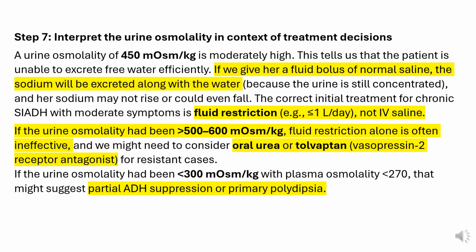The correct initial treatment for chronic SIAD with moderate symptoms is fluid restriction, e.g., less than or equal to 1 L/day, not saline. If the urine osmolality had been 500, 600 mosm/kg, fluid restriction alone is often ineffective, and we might need to consider oral urea or tolvaptan, a vasopressin 2 receptor antagonist, for resistant cases. If the urine osmolality had been less than 300 mosm/kg with plasma osmolality less than 270, that might suggest partial ADH suppression or primary polydipsia.